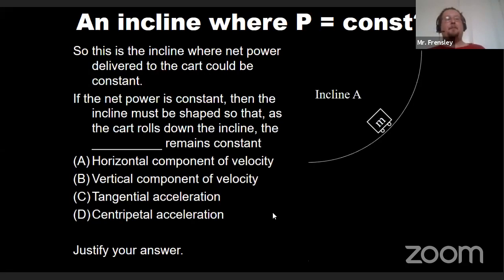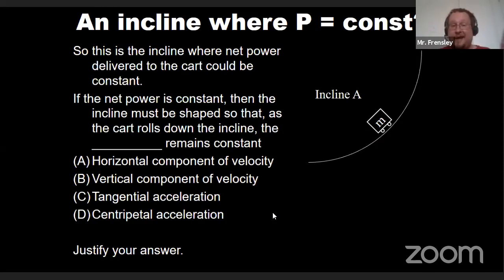Okay, so now we've decided that incline A is the best incline for making a constant input of power, right? So this is the incline where the net power could be constant, right? Now, fill in the blank. If the net power is constant, delivered to that car, then the incline has to be shaped a special way. I just said that the parent function of the incline is something you'd never be asked to do, even on a regular Physics C exam.